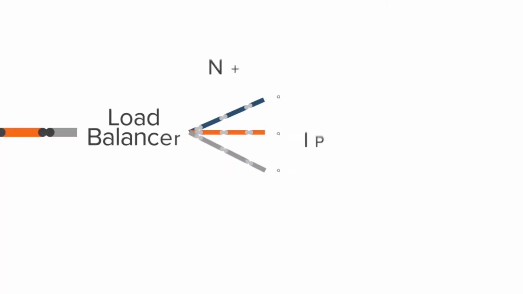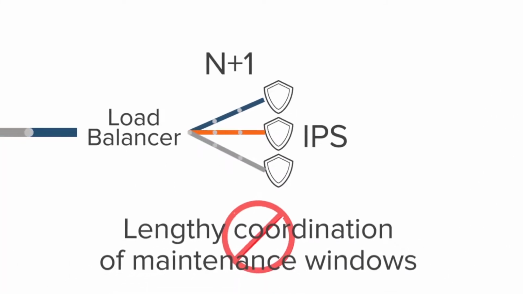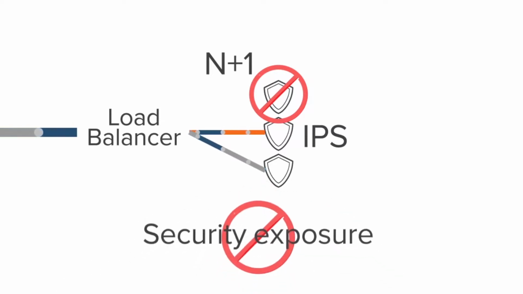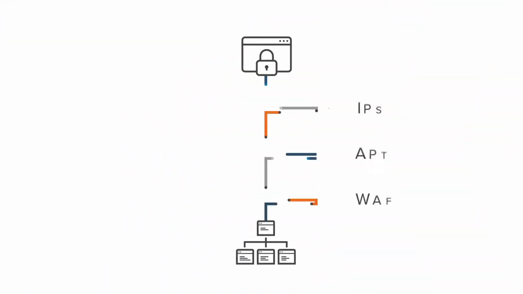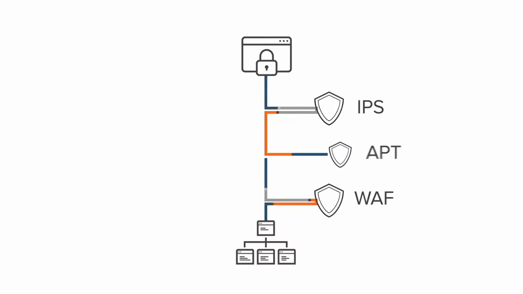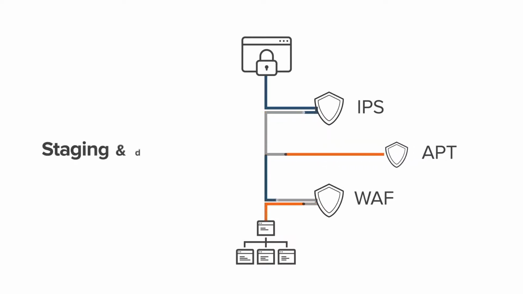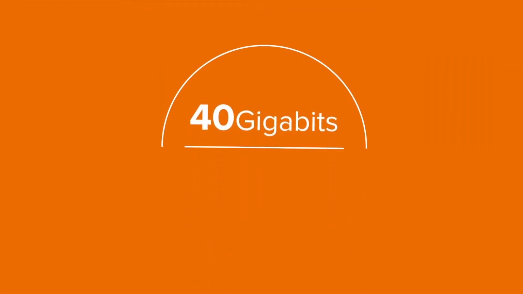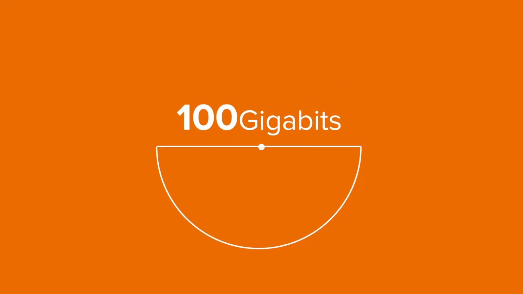An added bonus, achieve patches and upgrades without lengthy coordination of maintenance windows, network downtime, or security exposure. How? GigaSECURE software-defined logical bypass allows you to move tools from inline to out of band for staging and detection without physical changes. Are you upgrading from 10 gigabits to 40 gigabits or 40 gigabits to 100 gigabits?